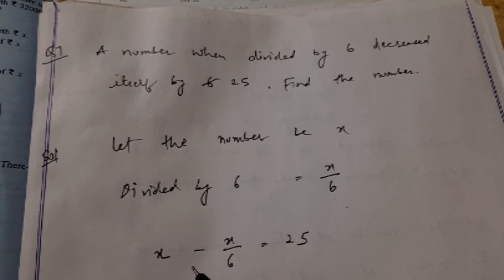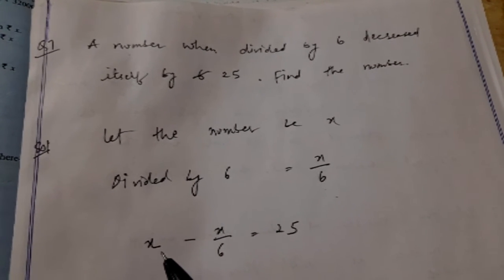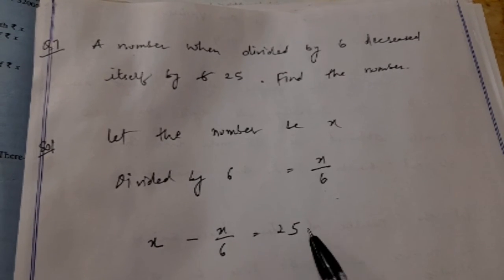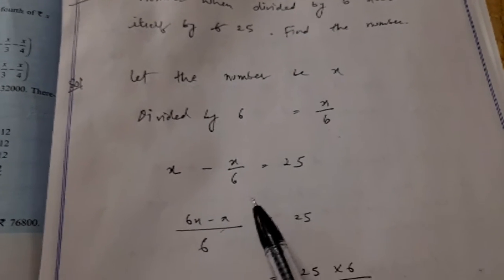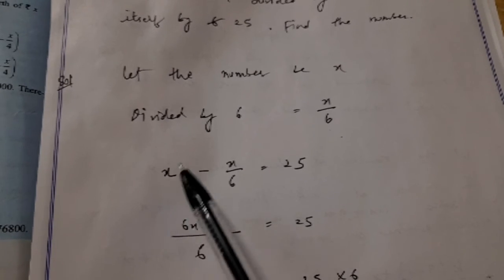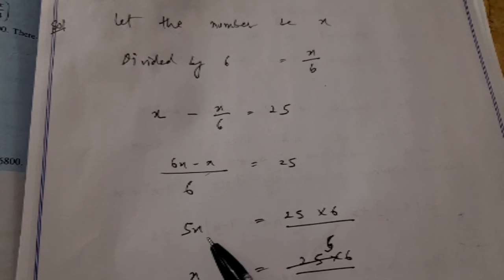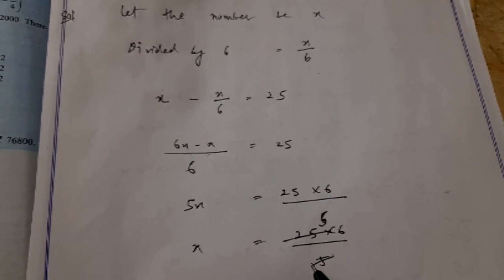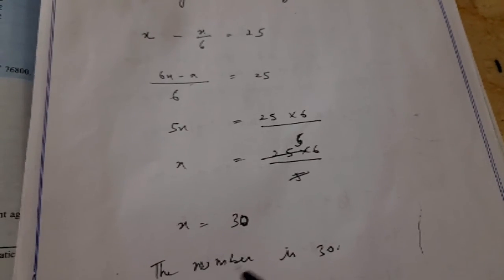A number when divided by 6 decreases itself by 25 means if we subtract the division by 6 from the original number, the difference would be 25. So x minus x by 6 is equal to 25. Do the calculations. LCM 6, 6 into 1, so 6x minus x equals 25. 6x minus x is 5x, so x equals 25 into 6 by 5. 5 fives are 25, so the number would be 30. Therefore the number is 30.